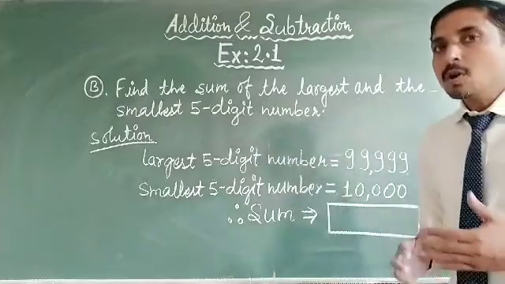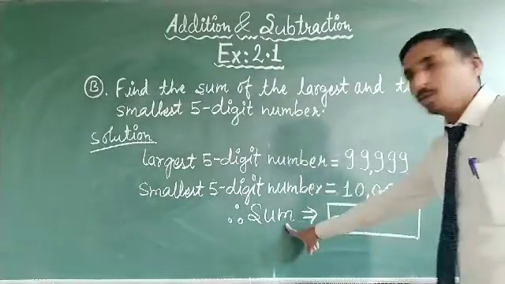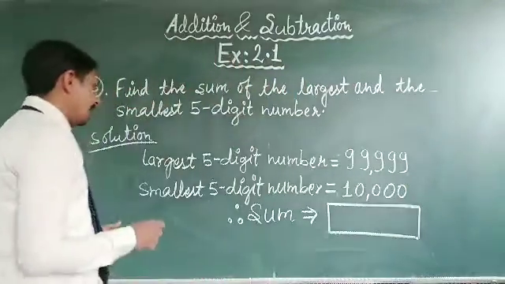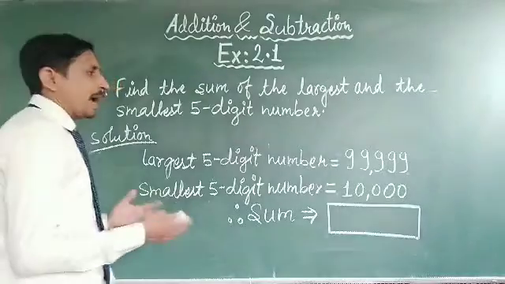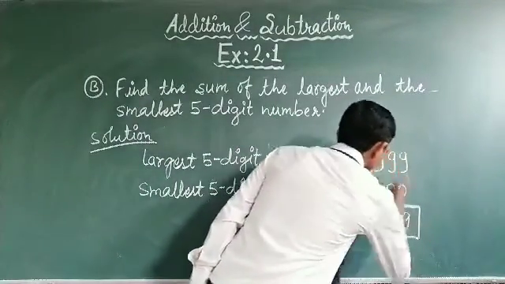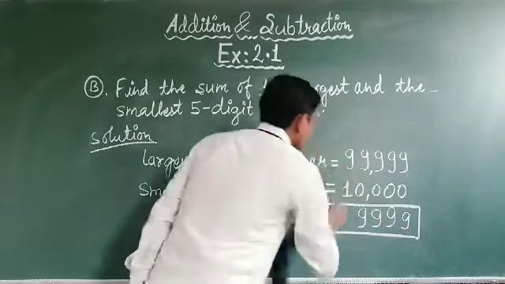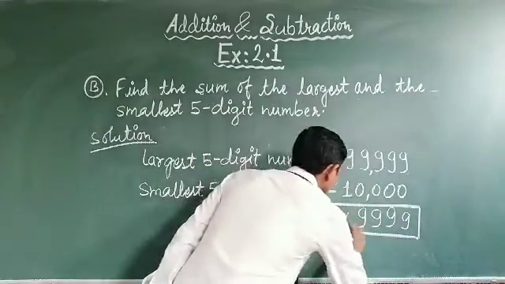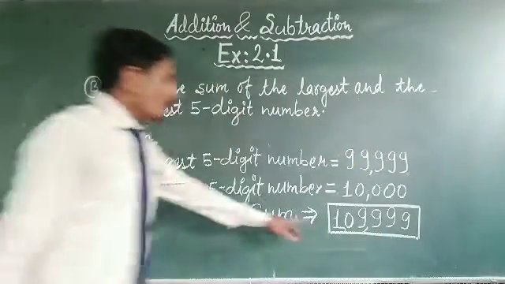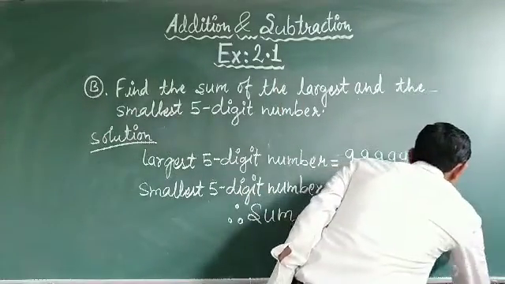So what we have to do? We have to find their sum. So now sum equals to, so what is the sum? Add both numbers, add the largest and smallest 5-digit number. So when we add 9 to 0, we get 9, again 9, again 9, again 9, and 9 plus 1, that is 10. So our answer is 1,09,999. So this is our answer.